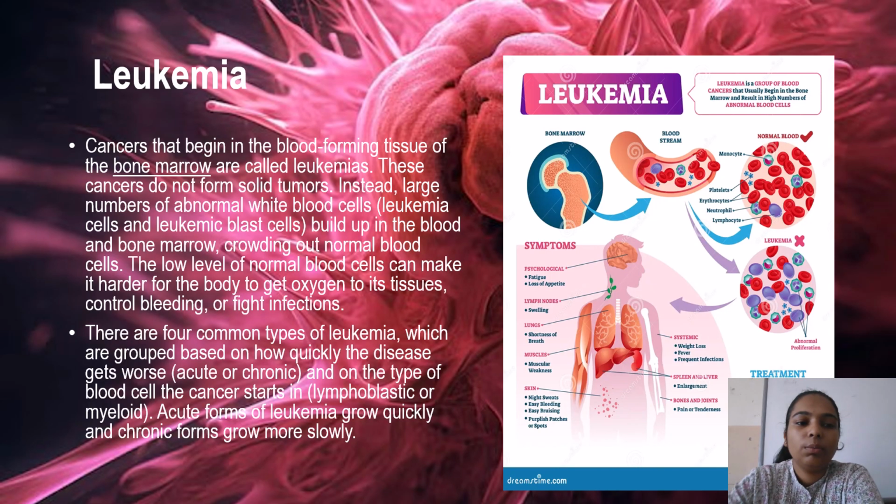Next we have leukemia. Cancers that begin in the blood-forming tissues of the bone marrow are called leukemias. These cancers do not form solid tumors. Instead, a large number of abnormal white cells build up in the blood and bone marrow, crowding out normal cells. So basically, it is the cancer of blood cells that usually begins in the bone marrow and results in a high number of abnormal blood cells. Symptoms could be fatigue, loss of appetite, swelling, shortness of breath, muscular weakness, night sweats, easy bleeding, easy bruising, purplish patches or spots, etc.